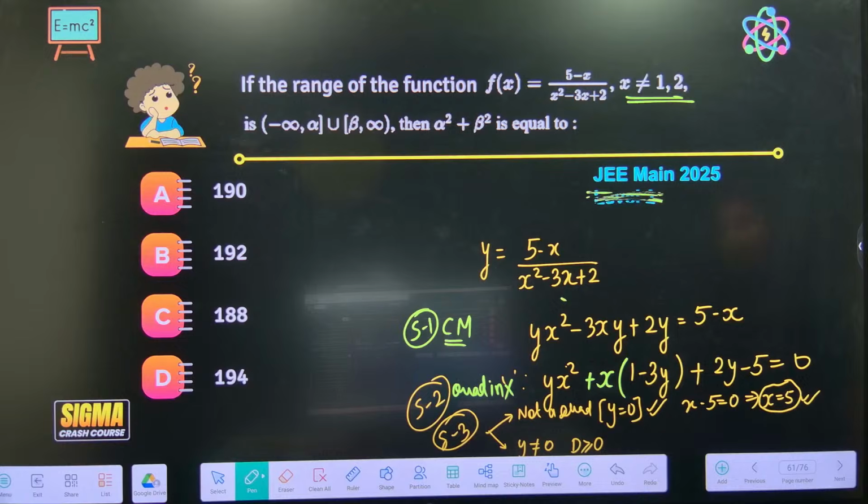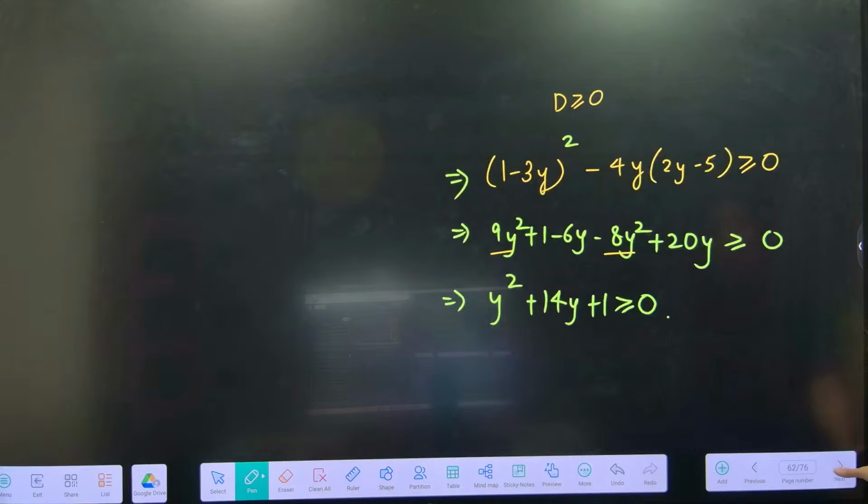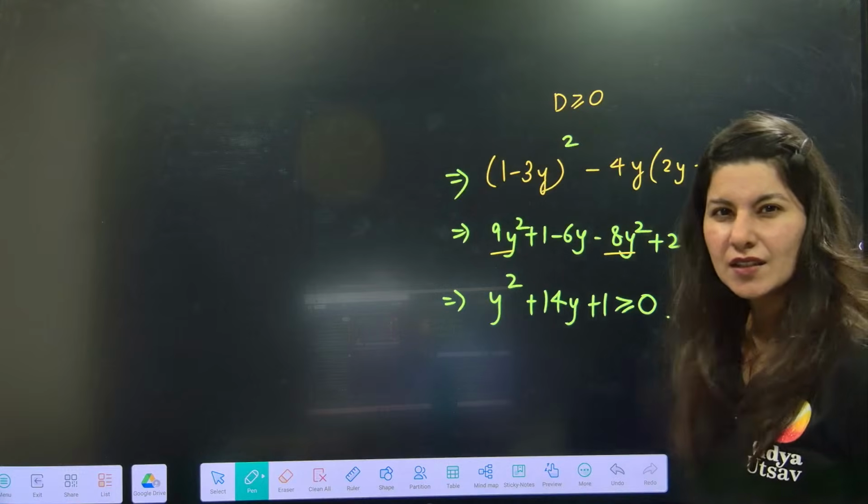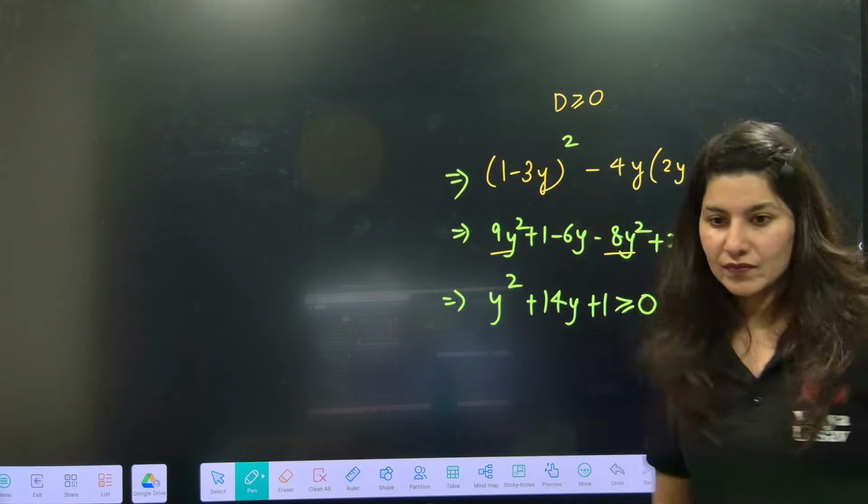So 3xy plus 2y, 5 minus x, absolutely correct. Now it is y x square plus x, 1 minus 3y, plus 2y, b square minus 4ac. 9y square minus 8 plus y square, 20 minus 6 is 14y, and plus 1 is greater than or equal to 0.